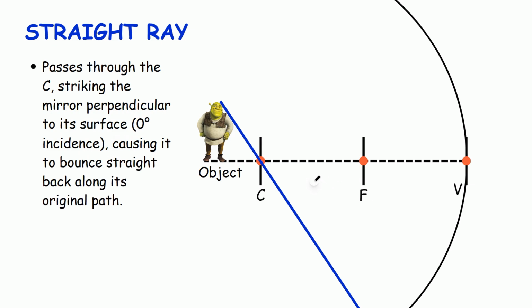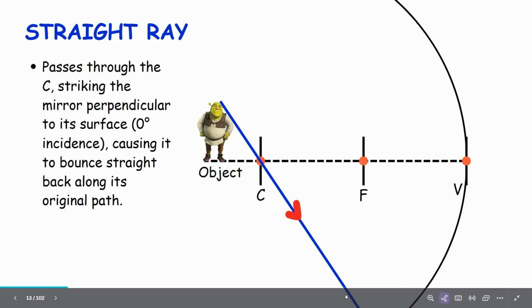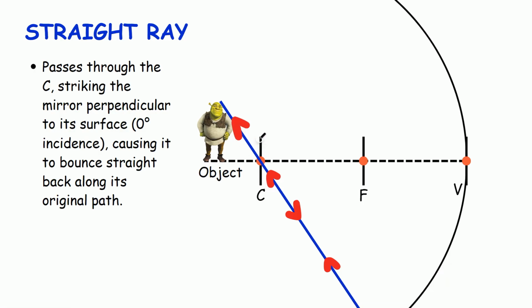Then we have the straight ray passes through the C, striking the mirror perpendicular to its surface, which is 0 degrees incidence, and then causing it to bounce straight back along its original path. So ang light ani kay padung na siya padung adto, unya mo balik ra sad siya padung anhi. So basically nagbalik-balik ra siya ang straight ray.